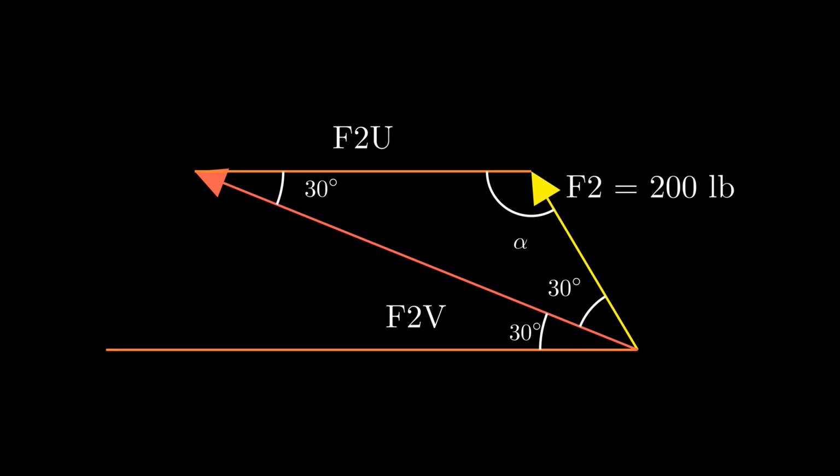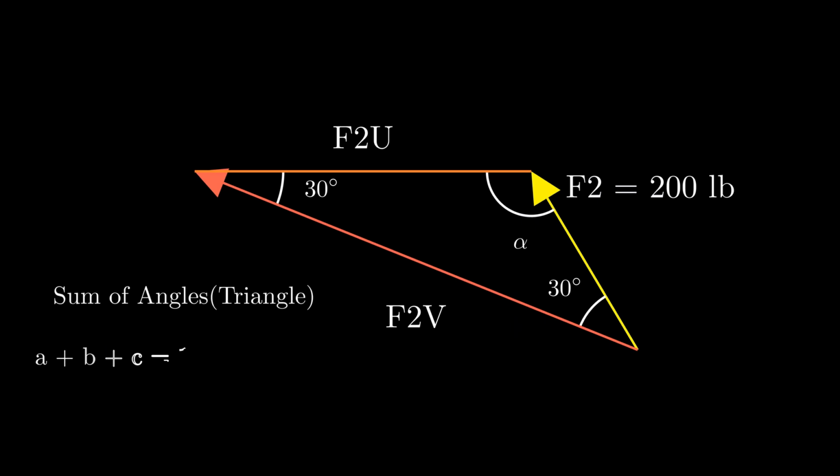Now we have to find all the angles to determine their magnitudes. As you can see, only one angle is known to us, so we can find another angle by the parallelogram method, and the third angle by the sum of angles formula. And now we know all the angles, so we can easily find the magnitudes of F2v and F2u by the sine law, as we did earlier.